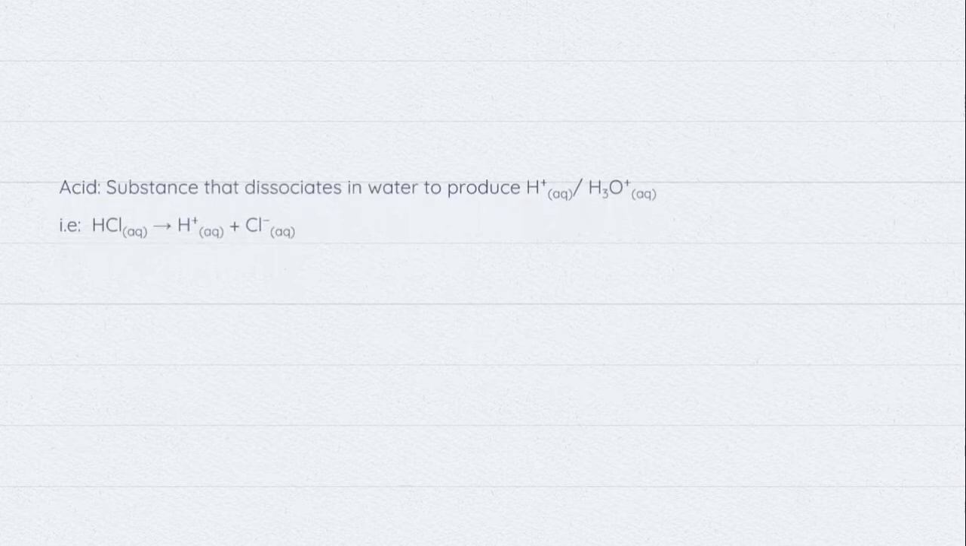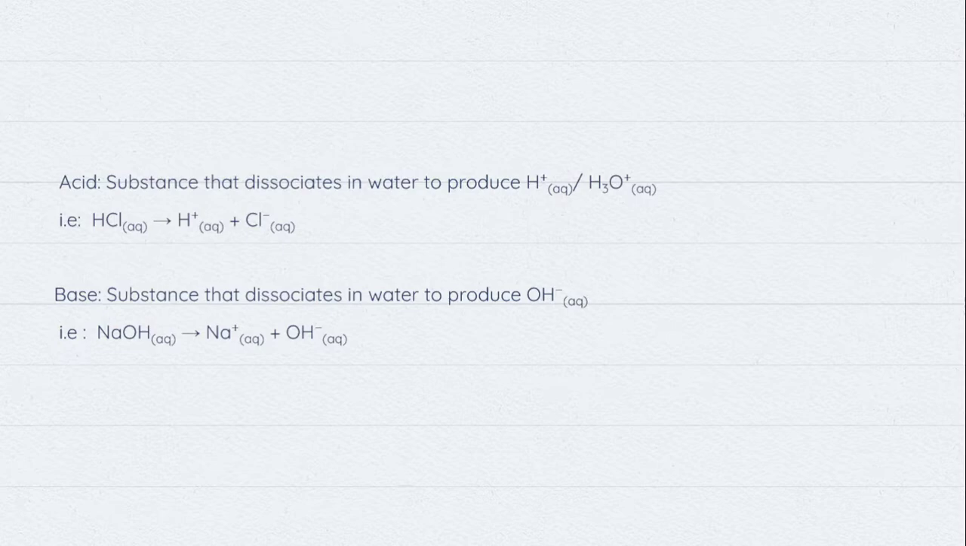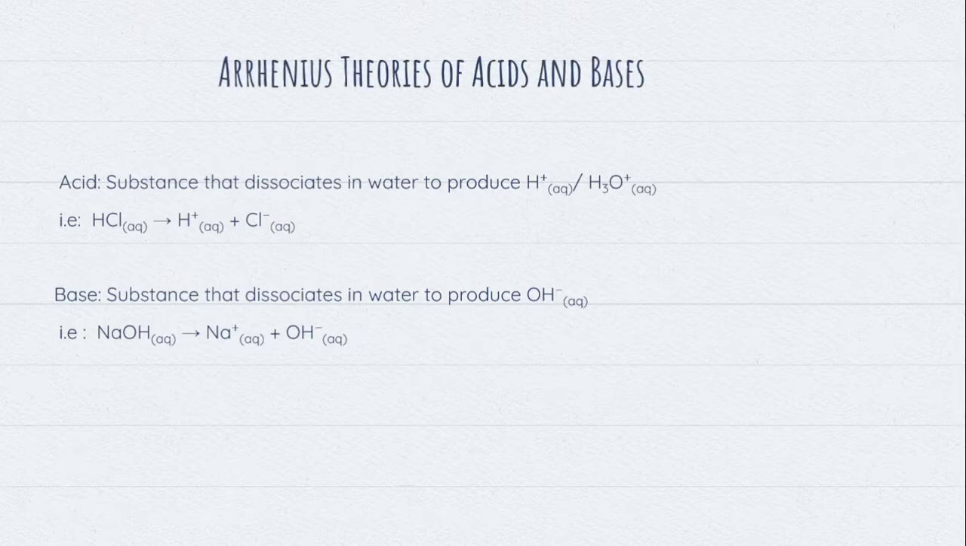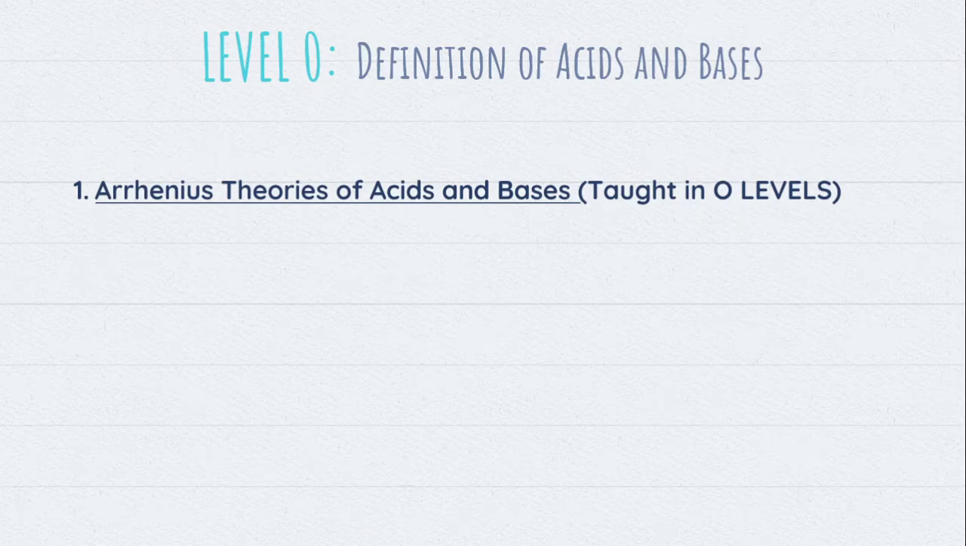The first definition you probably could give me is something you learned many years ago: an acid is a substance that dissociates in water to produce the hydrogen ion or the hydronium ion, and a base dissociates in water to produce OH minus. This is actually called the Arrhenius theory of acids and bases. You see 2 classic examples right there, hydrochloric acid and sodium hydroxide. This is one of 3 definitions of acids and bases for the H2 Chemistry syllabus.